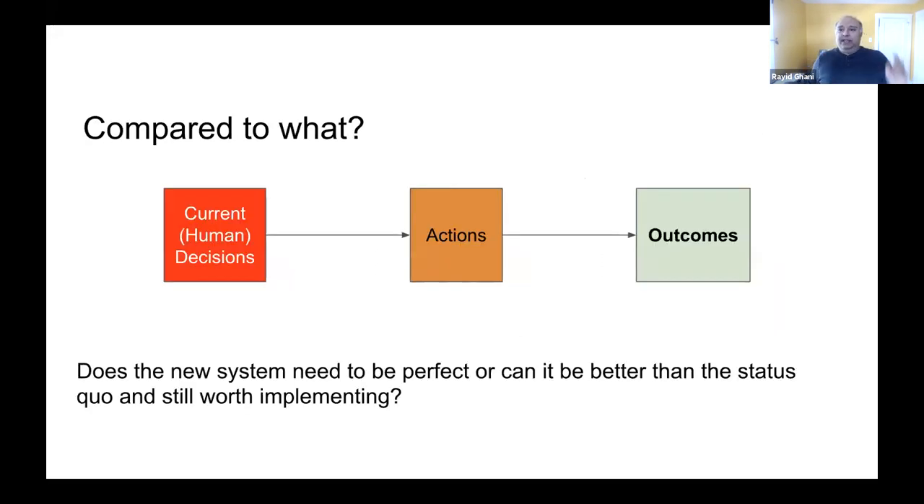The second piece that we're going to keep coming back to is, when we measure the performance of these types of systems, and this is not limited to bias, anytime we evaluate a system, we don't evaluate it on whether it is 100% correct. We evaluate against some baseline. And I think the same thing needs to happen with measuring for bias and fairness.